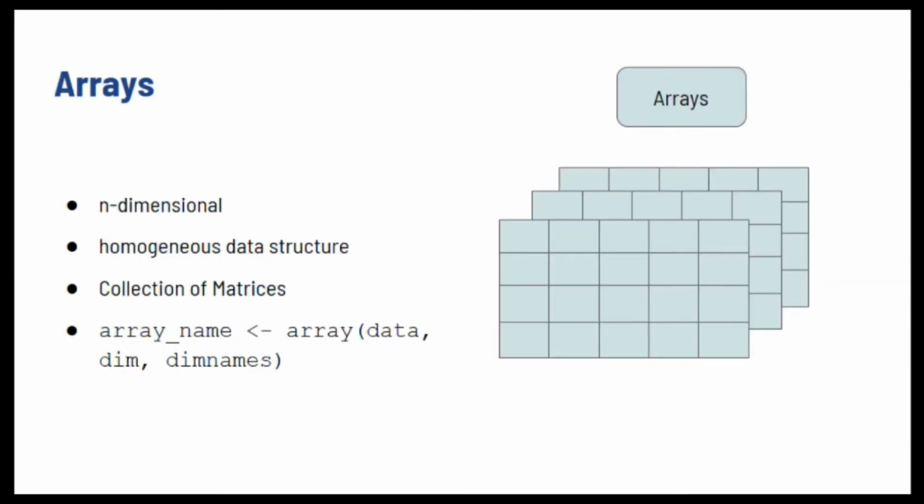Arrays are n-dimensional, mostly 3-dimensional, homogeneous data structures. They are collections of matrices stacked one on top of the other in layers. You can create an array using the array function. Given is the syntax for it, where array_name is the name of the array. Data is the data that is filled inside the array. Dim is a vector containing the dimensions of the array. And dimnames, that is dimension names, is a list containing the names of the rows, columns, and matrices inside the array.